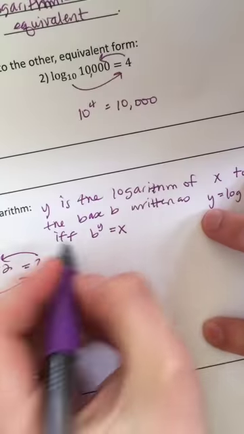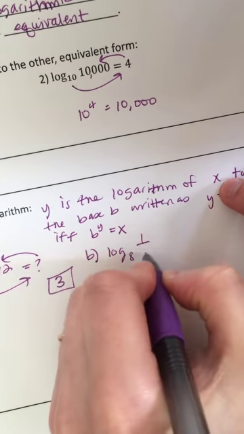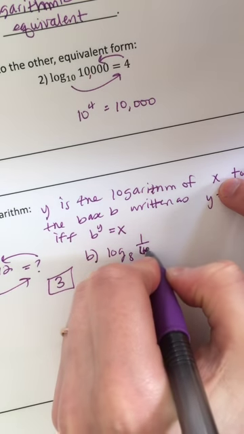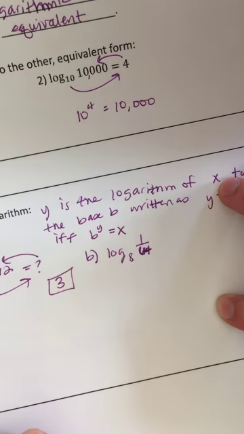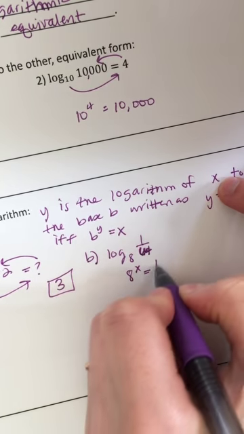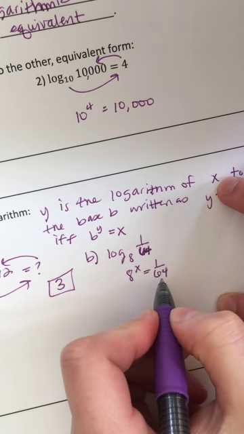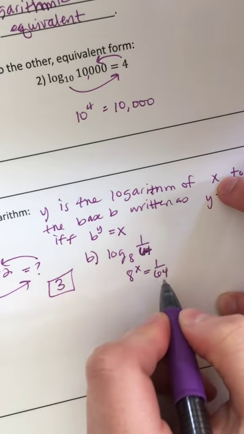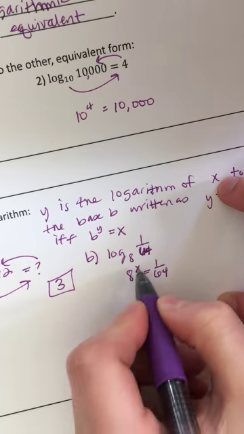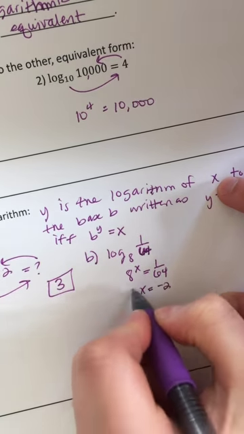Part B is log base 8 of just 1/64. So what exponent do I need to have so that 8 to the x turns into 1/64? Well, 8 squared gets me 64. A negative 2 will get it in the denominator. So x is a negative 2.